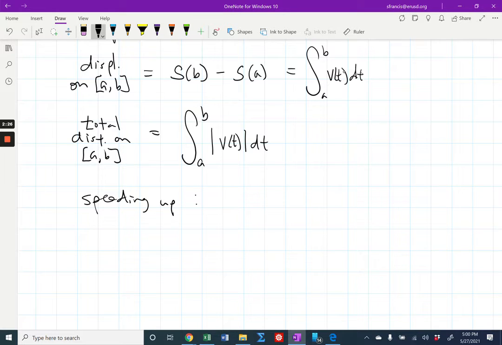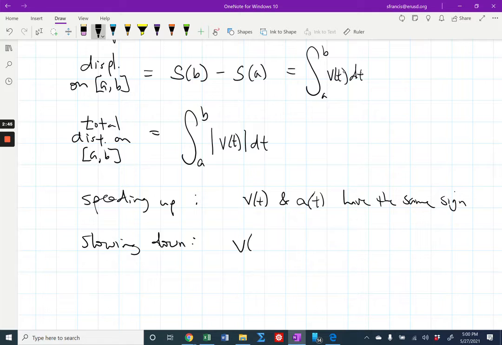And then we talked about when an object is speeding up and slowing down. We said that an object is speeding up if the velocity and acceleration have the same sign, and slowing down when the velocity and acceleration have opposite signs. Now, again, this is all the foundational stuff that we are going to build on.